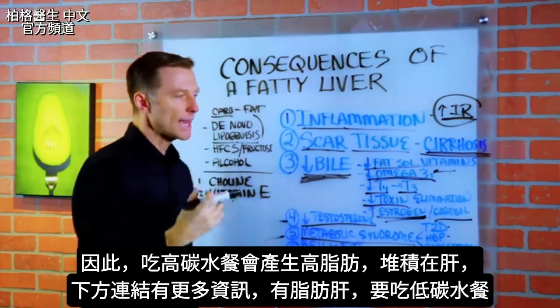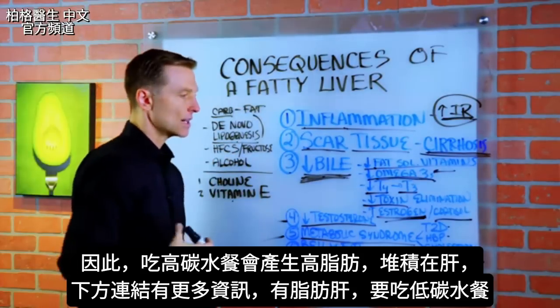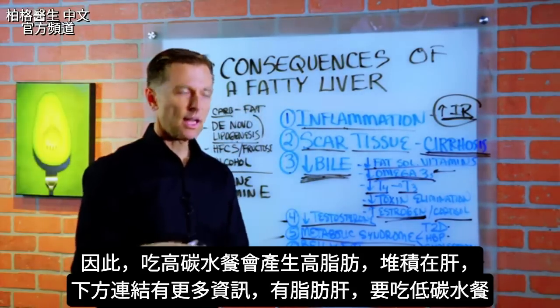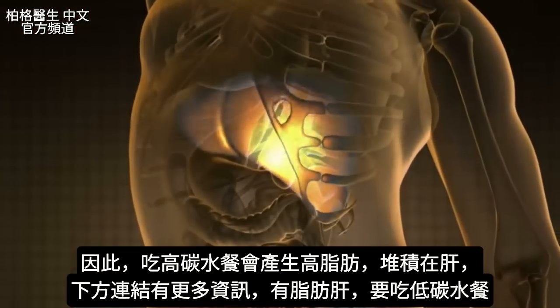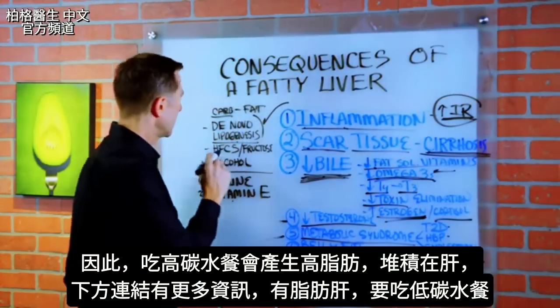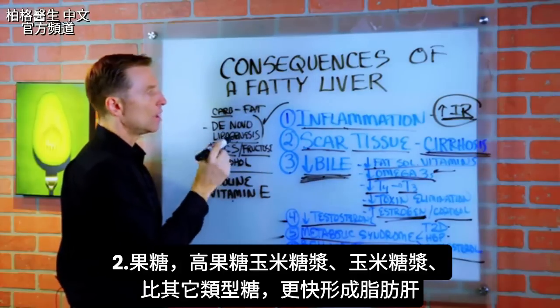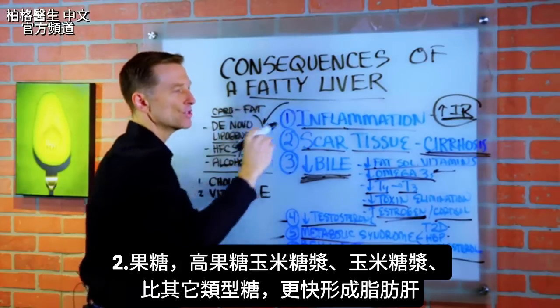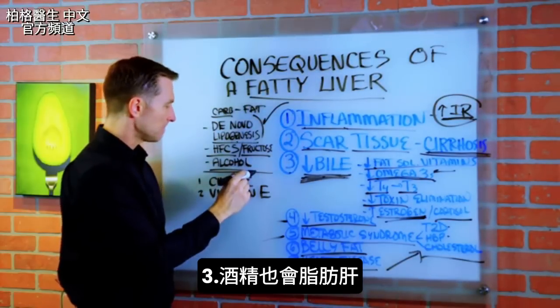So when you do a high carb diet, you start generating a lot of fat that starts depositing in your liver. I put a link down below for more information about this, but people with a fatty liver need to be on a low carbohydrate diet. Also, the fructose, the high fructose corn syrup, will create a fatty liver faster than any type of sugar. Alcohol will do it as well.